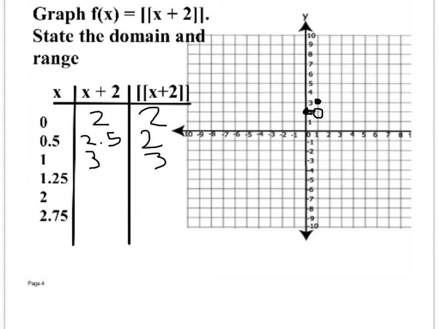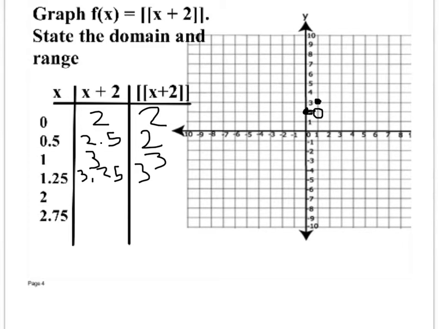Up to 1, so 0.9999, okay? What's the y coordinate of 0.999? 2. What about 1.25? What is 1.25 plus 2? 3.25. What's the greatest integer of 3.25, not greater than 3.25? 3.